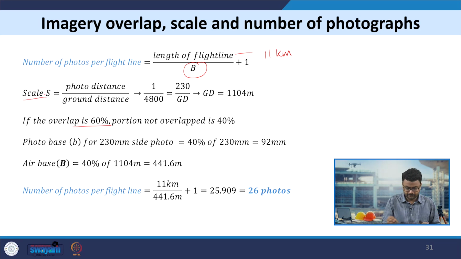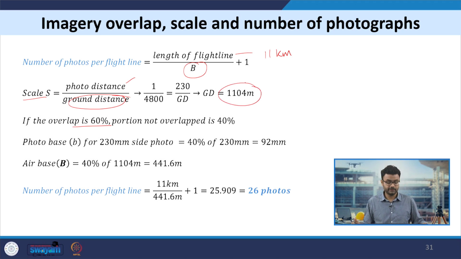So we have the scale, we know the photo distance, and we want to find out the ground distance. We can put these values and the ground distance comes out to be 1104 meters. And the airbase is equal to the non-overlapped percentage of the ground distance. So non-overlap portion is 40%, and 40% of 1104 is equal to 441.6 meters. Thus, the number of photos per flight line is equal to 11 kilometers divided by 441.6 meters plus 1, which is equal to 25.9, and we always round up, so it becomes 26 photos in each flight line.